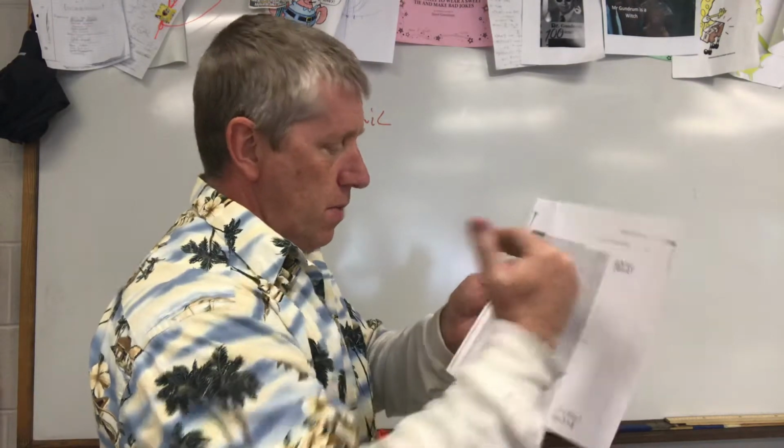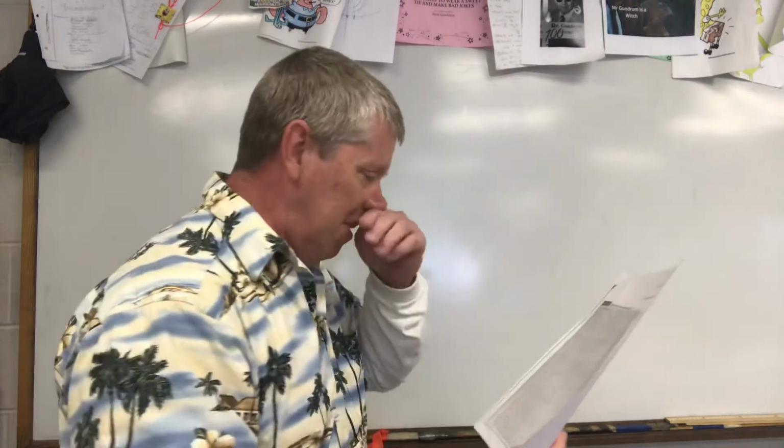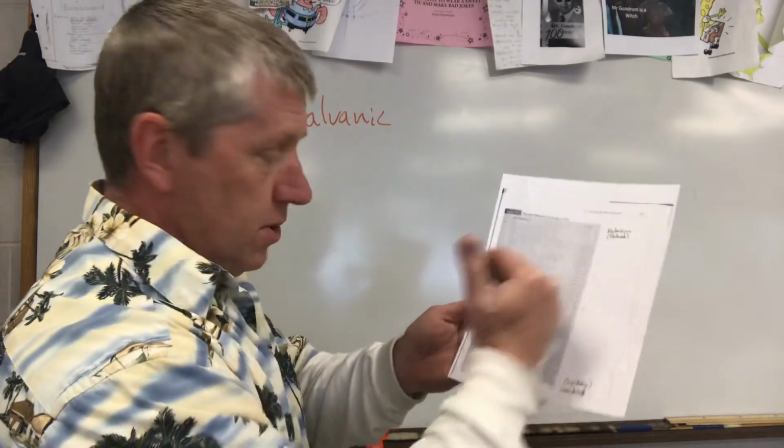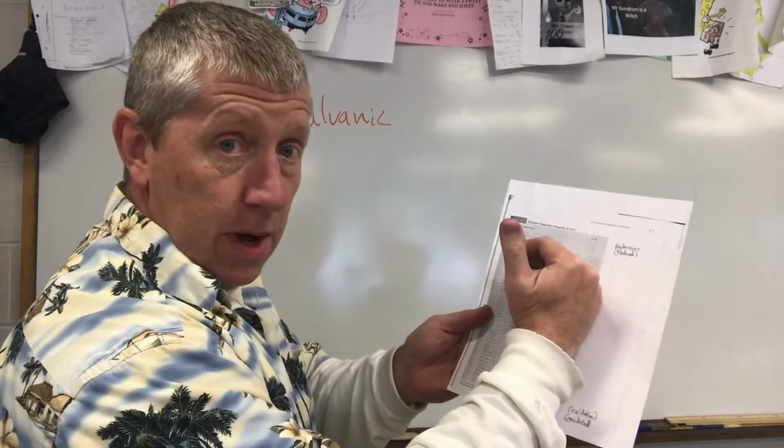That's actually pretty easy. The higher up on the chart you are when comparing it to a different element, you get reduced and the other element gets oxidized. So in this case, with silver and aluminum, silver is reduced, aluminum is oxidized. Silver's higher, so it becomes reduced in the combination.